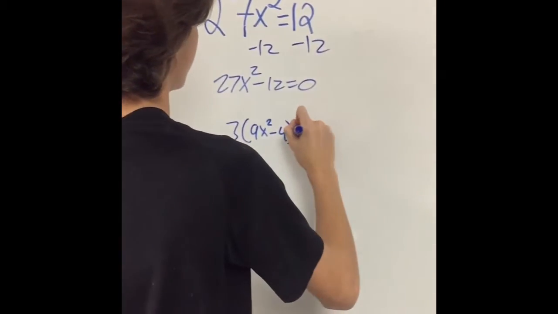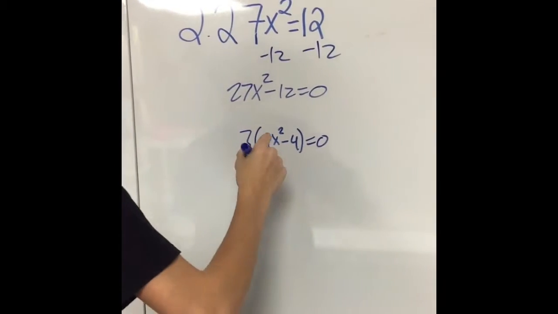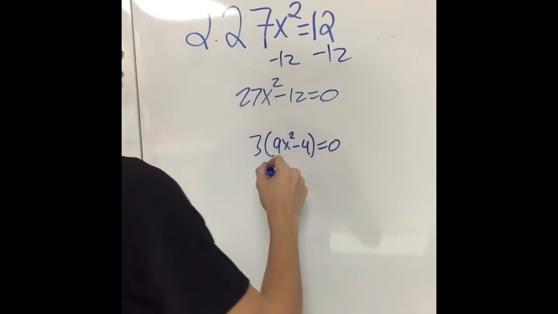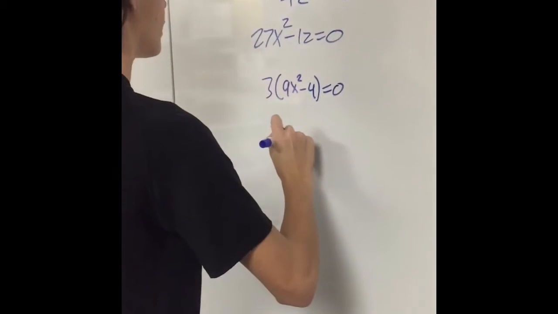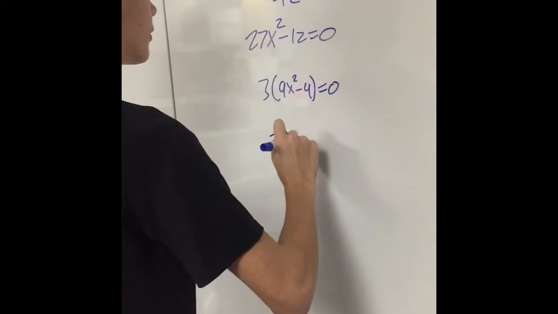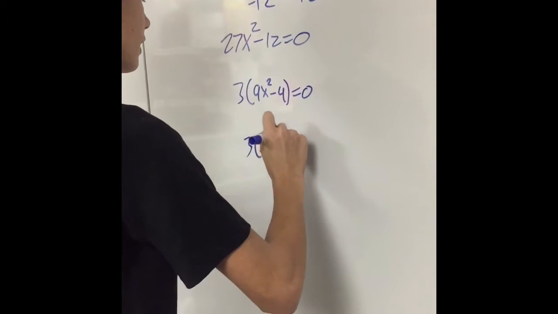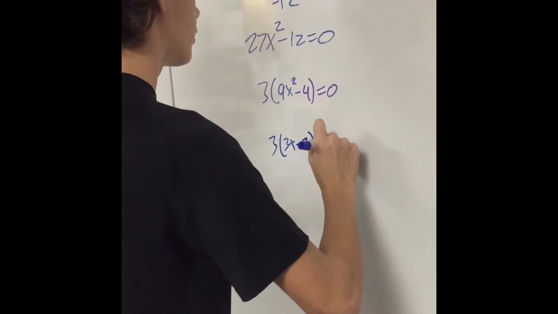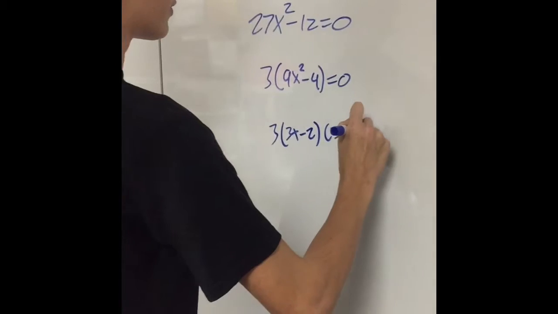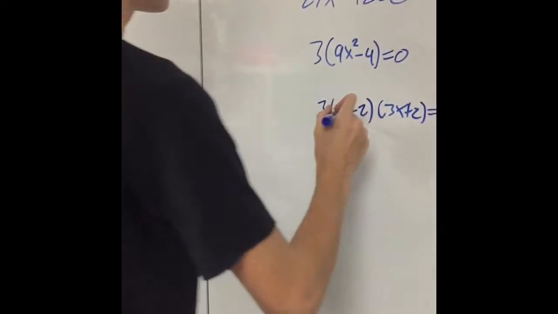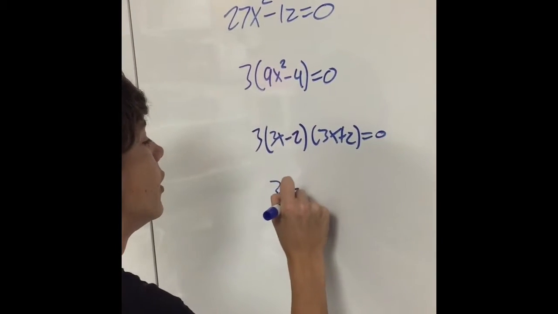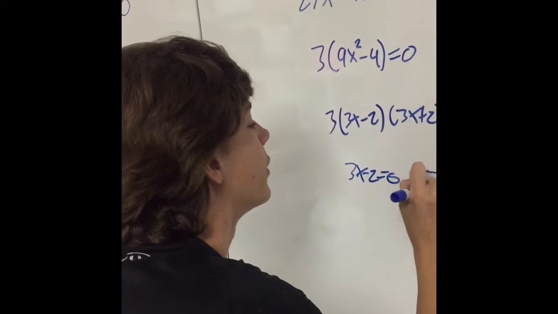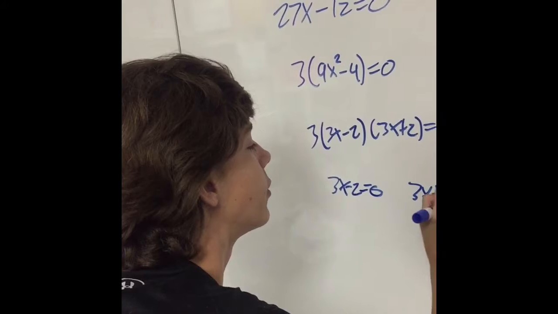Then drop your parenthesis, and then you're going to put equals 0. Then you guys are going to see that 9 and 4 are both perfect squares, so you're going to put the 3 in front, and then you're going to want to take out a 3x minus 2, and then you'll have a 3x plus 2 on this side. And then once you have that equals 0, you're going to set each of them equal to 0. So 3x minus 2 equals 0, and 3x plus 2 equals 0.